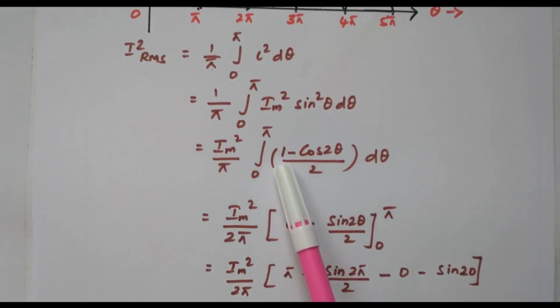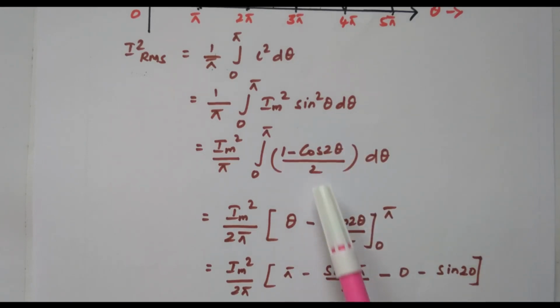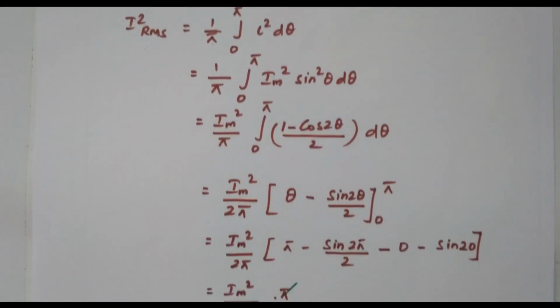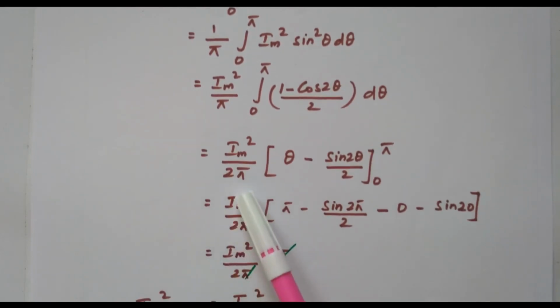The integral of 1 is theta. The integral of cos 2 theta is sin 2 theta divided by 2. This 2 is taken outside, so that we have Im square divided by 2 pi. We have 1 minus cos 2 theta, and while integrating it becomes theta minus sin 2 theta divided by 2. Now we will substitute the limits. Im square divided by 2 pi, substitute the upper limit pi: pi minus sin 2 pi by 2.